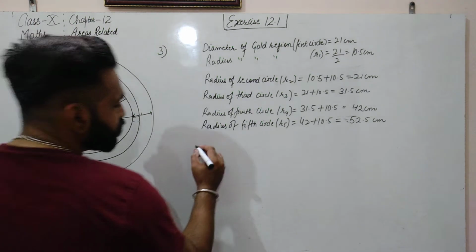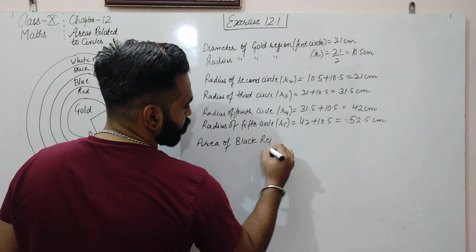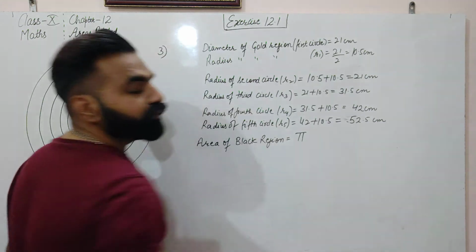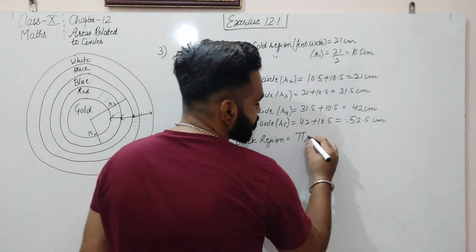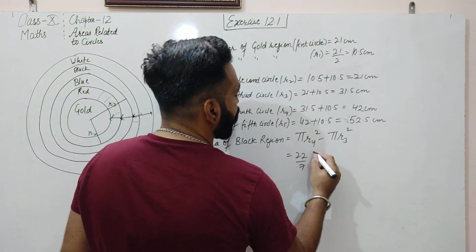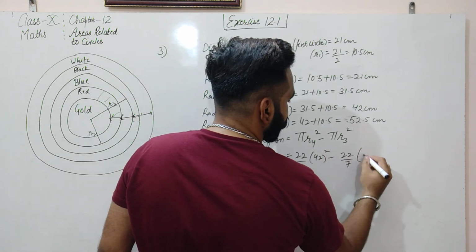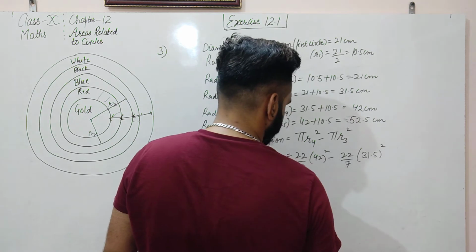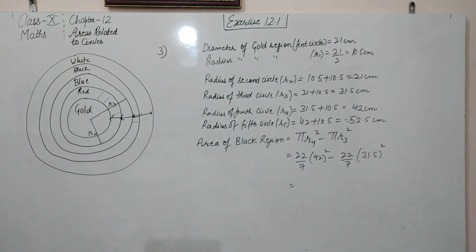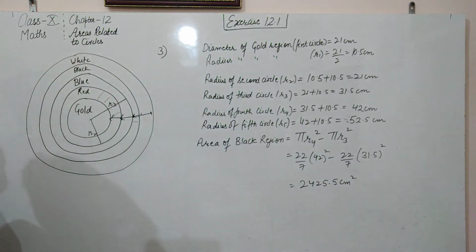Next is black region. So area of black region equals area of the fourth circle minus area of third circle. That means pi r4 square minus pi r3 square. So 22 by 7, r4 is 42 square minus 22 by 7, 31.5 square. So we have to simplify this, and the answer will be 2425.5. So this is the area of the black region.